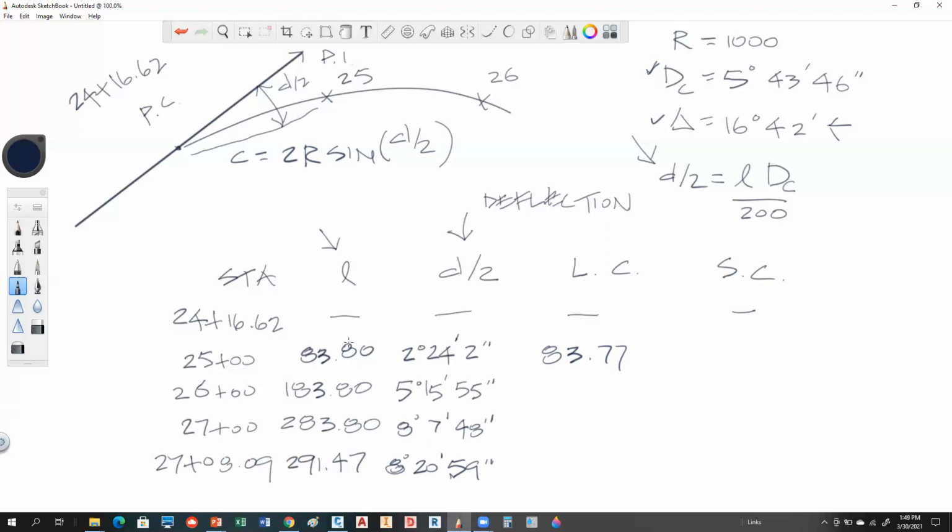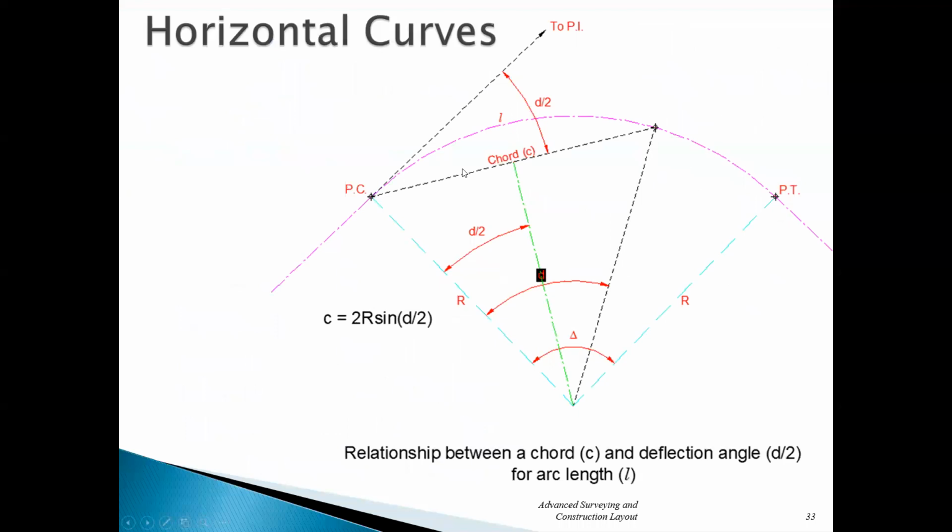This should be 83.38, 83.38, 183.38. So these are going to be off just a slight amount. But you guys get the idea, right, what we're doing here? Yeah, that makes sense. All right, so let me go back here quick because I know we've got to get out of here soon. This is what we're going to be doing in the field.